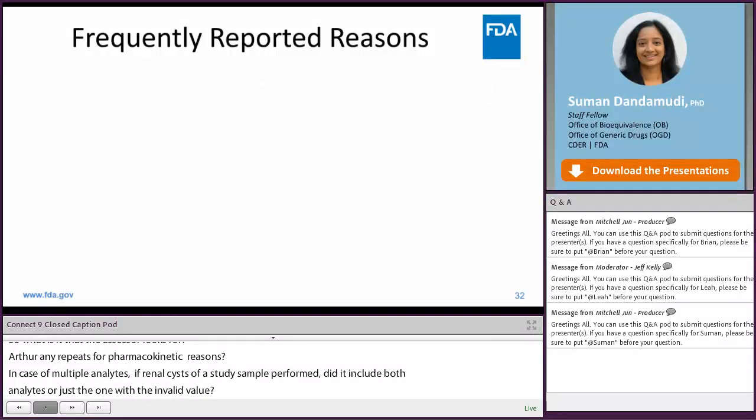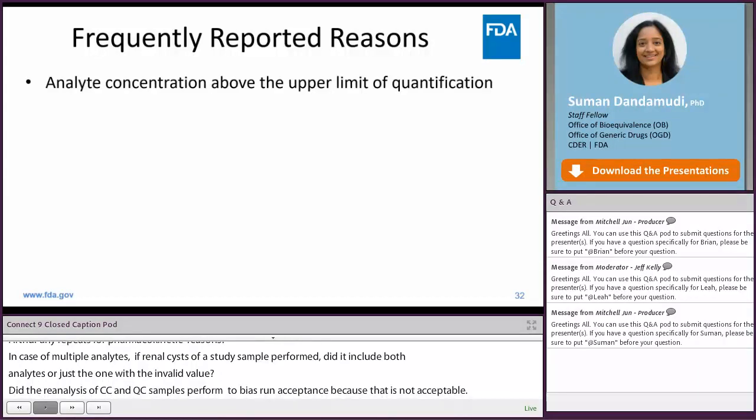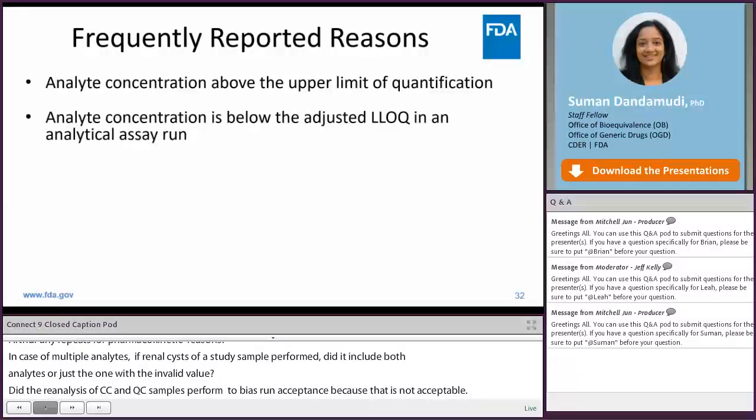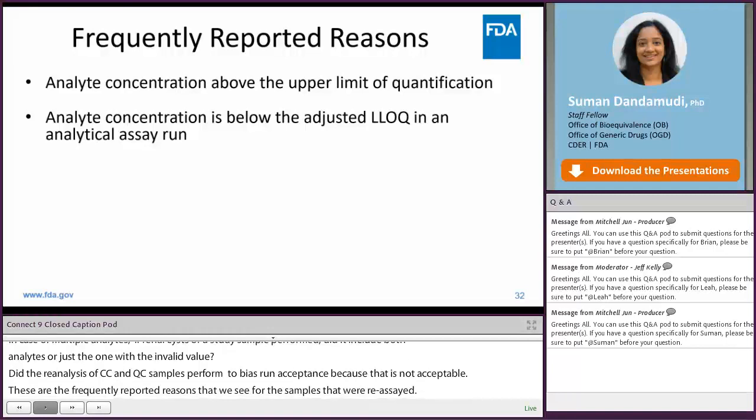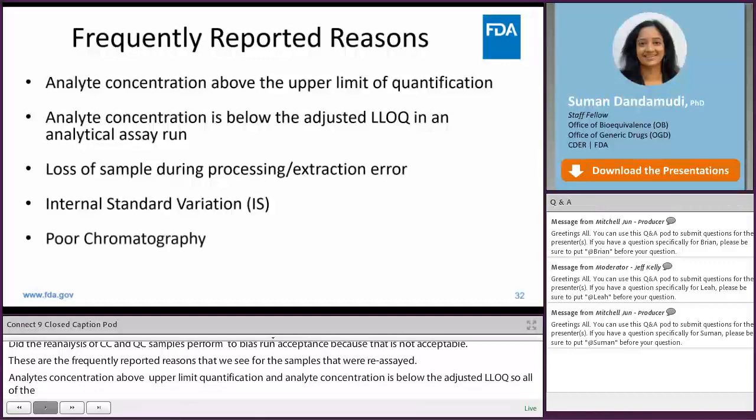So these are the frequently reported reasons that we see for the samples that were reassayed. Analyte concentration above the upper limit of quantification. Analyte concentration is below the adjusted LLOQ in the case that the original LLOQ was failed, so all the samples below that LLOQ will be reassayed. Loss of sample during processing or extraction error, internal standard variation, and poor chromatography.